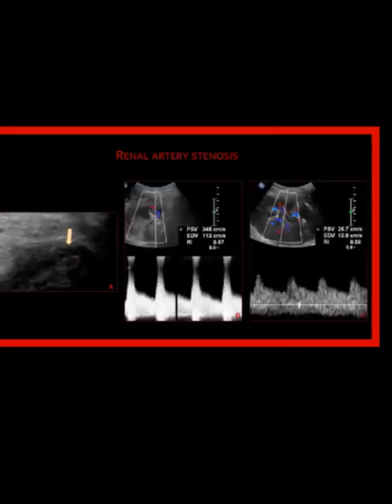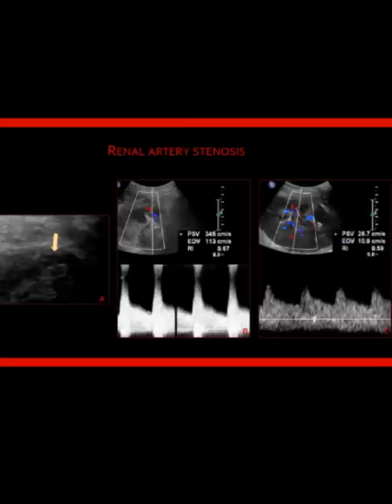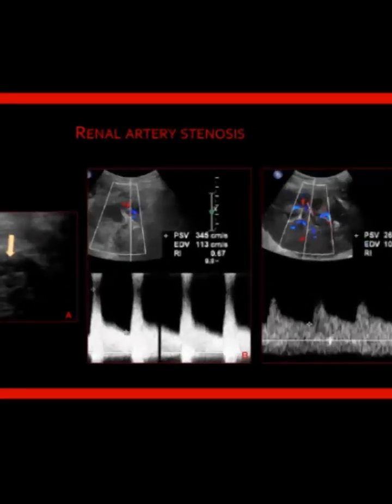Okay, so here it is a renal transplant patient who has a peak systolic velocity of 245. So can anybody tell me the normal velocity? 180 to 200. Yes, 180 to 200. When is the velocity 345? So it is showing renal artery stenosis.